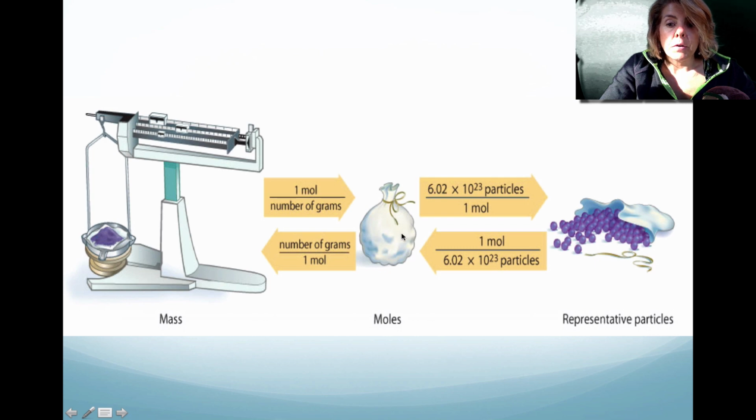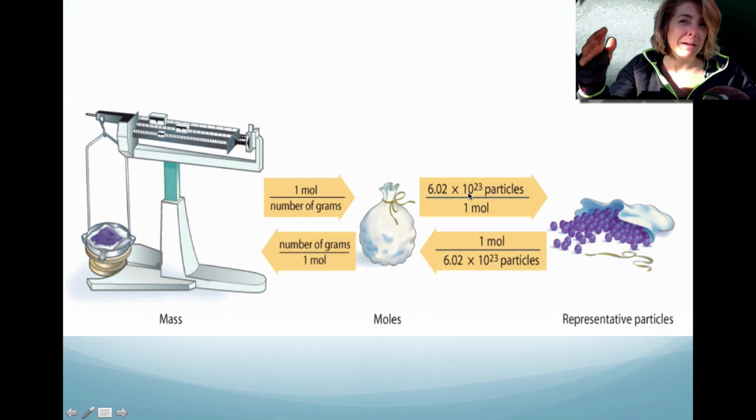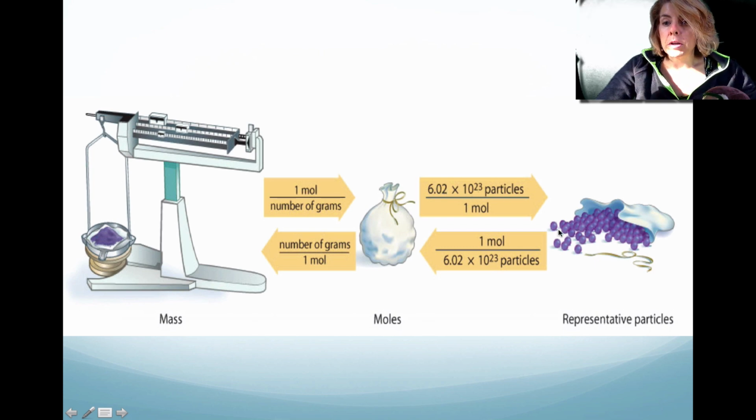And then lastly, if we're going from moles to particles, notice that Avogadro's number is on top because we want this to be a really big number. Or we could go the opposite direction where we have particles and we're trying to figure out the moles. So notice that Avogadro's number is on the bottom because we want to divide the number of particles to get moles.